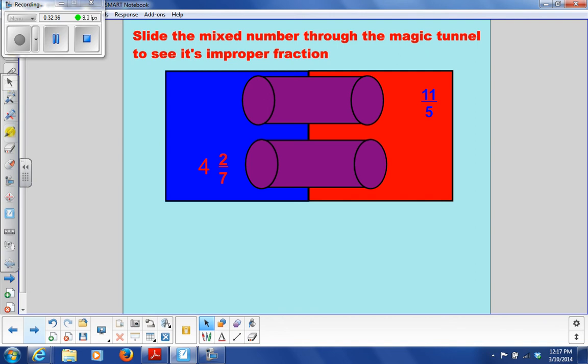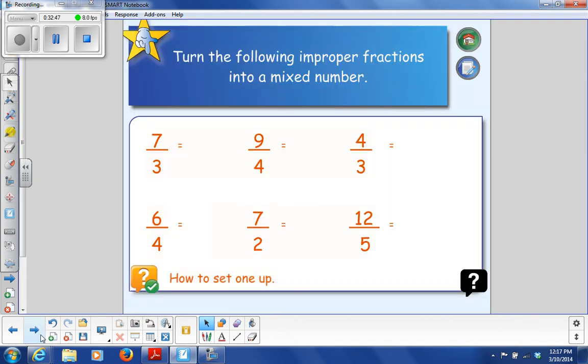So 4 times 7 plus 2 over 7 gives us 30 over 7. Good. It's so improper. Whiteboards, please.